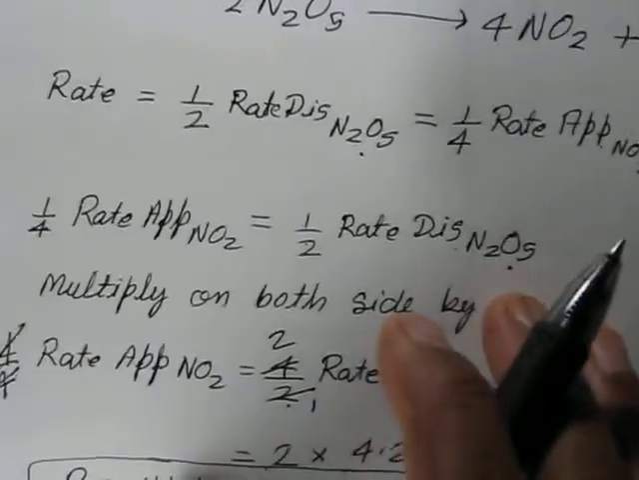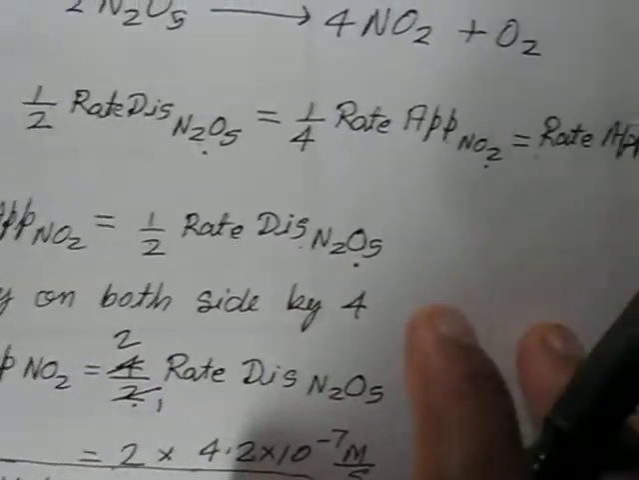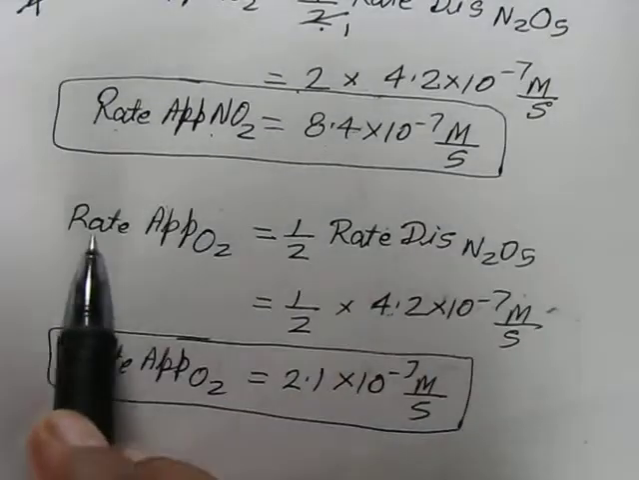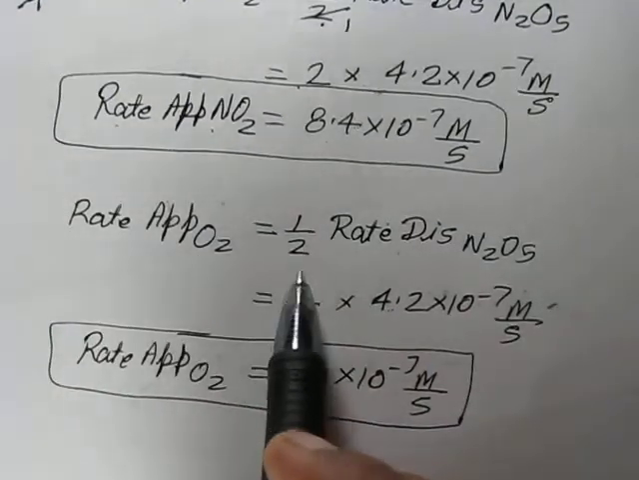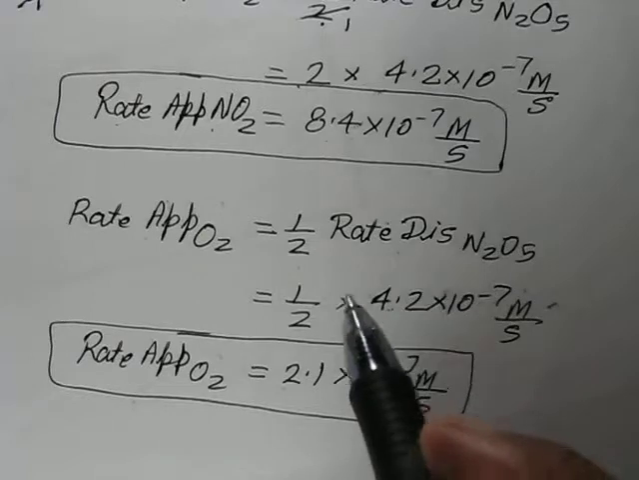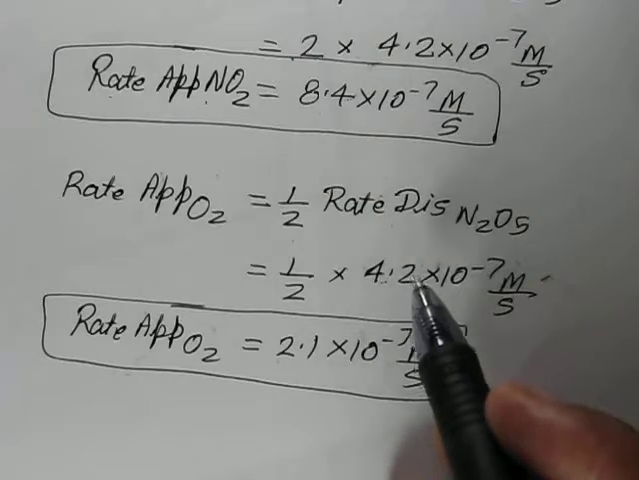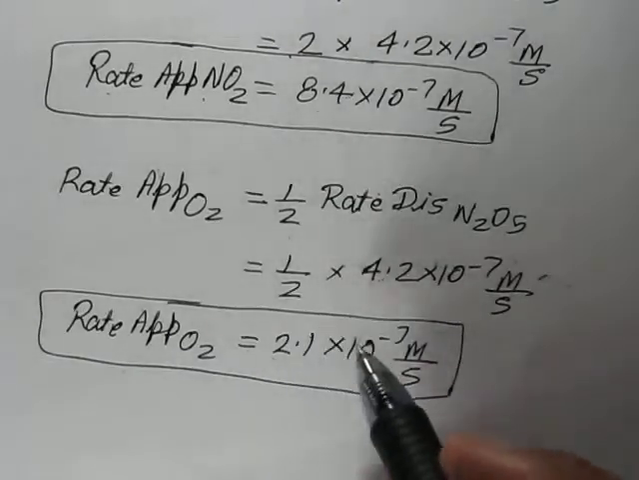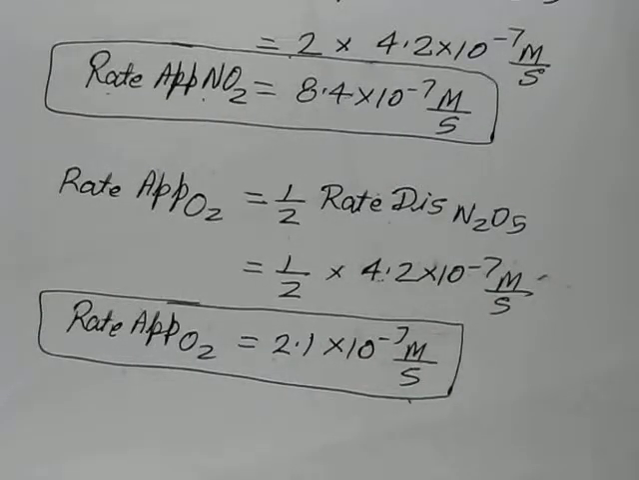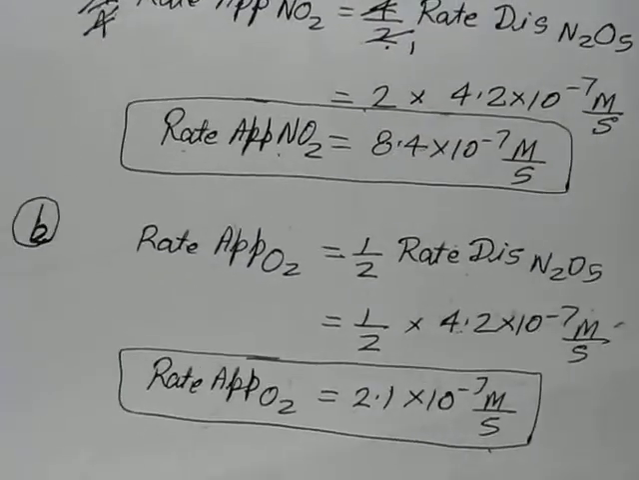The next one is they are asking for the rate of appearance of oxygen. From the first relationship, we can draw that 1 over 2 the rate of disappearance of N2O5 is equal to the rate of appearance of oxygen. So we can rewrite this equation so that the rate of appearance of oxygen will be equal to 1 over 2 the rate of disappearance of N2O5. So whatever the rate of disappearance of N2O5 is, it will be half of this. So 1 over 2 multiplied by 4.2 times 10 to the minus 7. Once you divide, you will get the answer 2.1 times 10 to the minus 7 molarity per second. So these are the two examples. You can review some more examples for stoichiometry and how to calculate the rate.